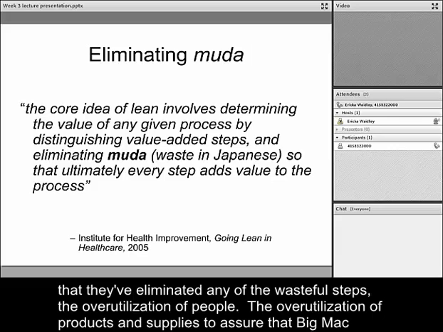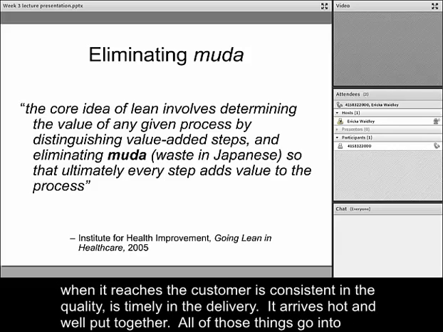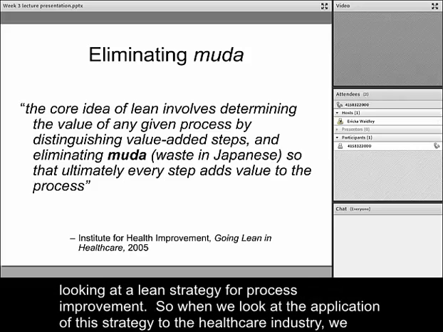to assure that that Big Mac, when it reaches the customer, is consistent in the quality, is timely in the delivery, it arrives hot and well put together. All of those things go into looking at a lean strategy for process improvement.